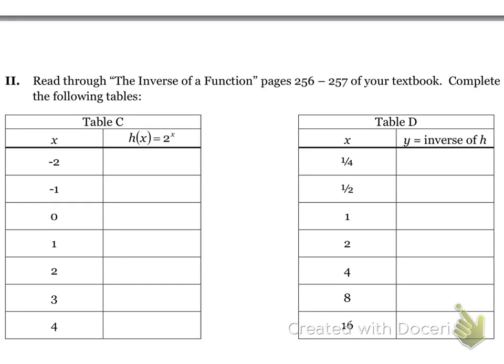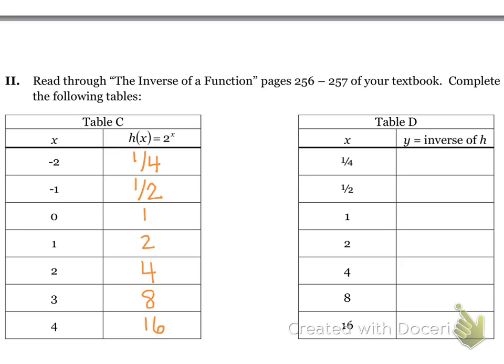So in table C, if I take all those x values on the left and I plug them into the function h, which is 2 to the x, these are the following values that I would get for my output values: 1/4, 1/2, 1, 2, 4, 8, and 16.